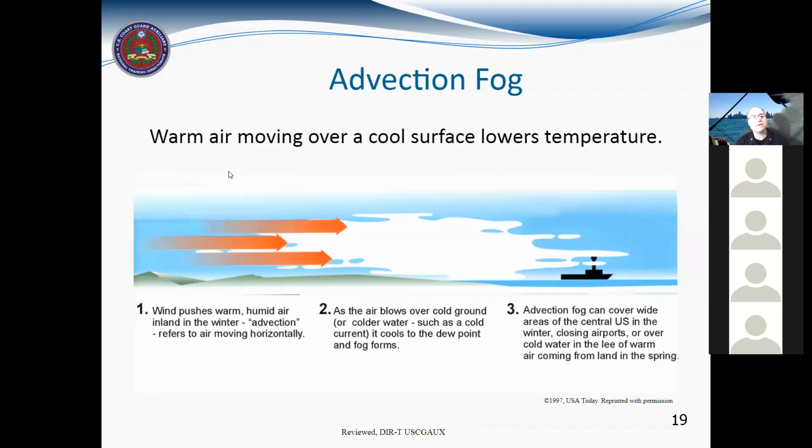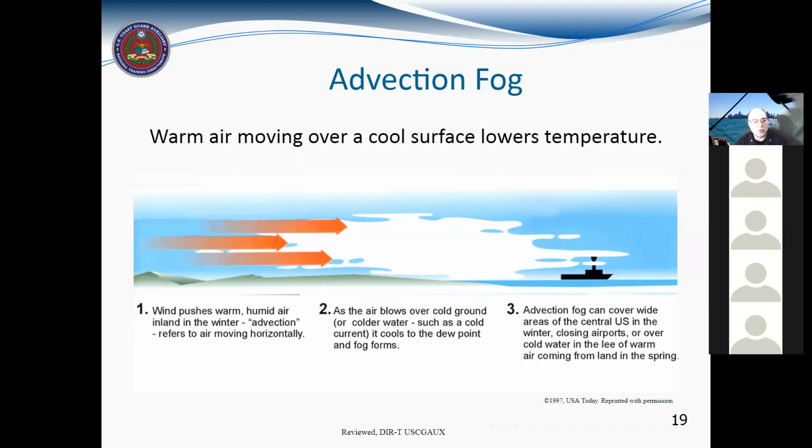Advection fog. What's advection fog? Advection fog is warm air moving over a cool surface, and it lowers the temperature. So here you have some warm air that's over land, and the wind blows it out over the sea, and that cools that air, which had a higher dew point.